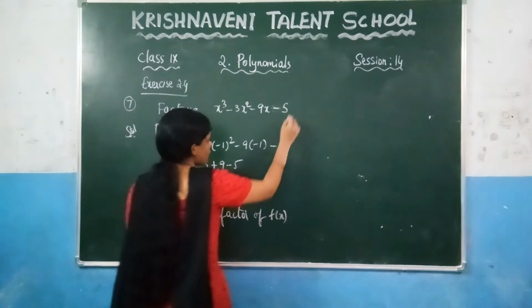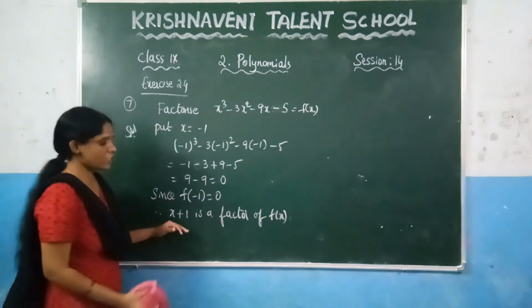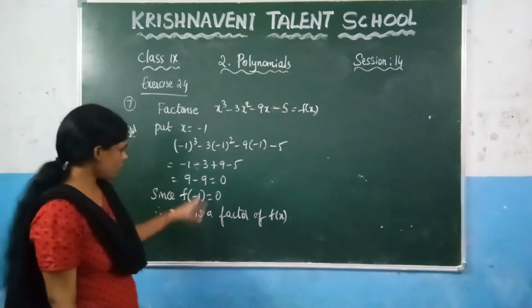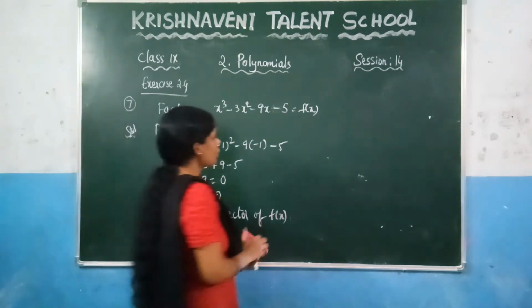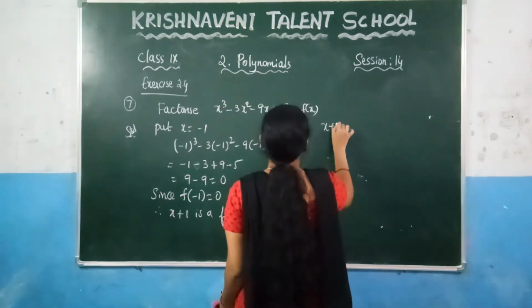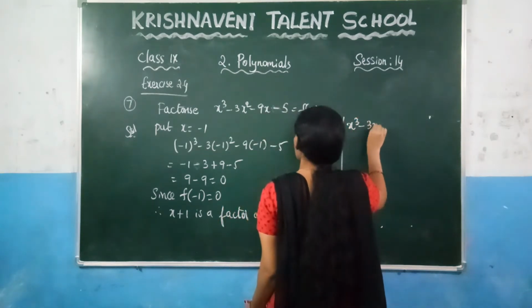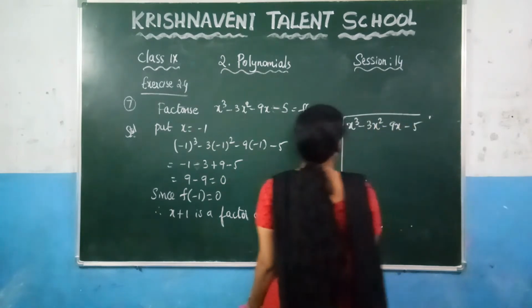Let us consider this one as f of x. So here, since x plus 1 is a factor of f of x, that means if you are dividing this polynomial with this linear polynomial, you have to get the remainder as 0. Now divide it. So here x plus 1, and here what we have got is x cube minus 3x square minus 9x minus 5. You need to divide these values.